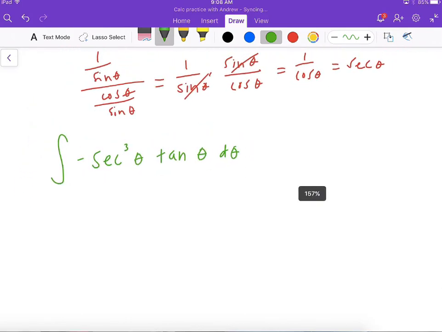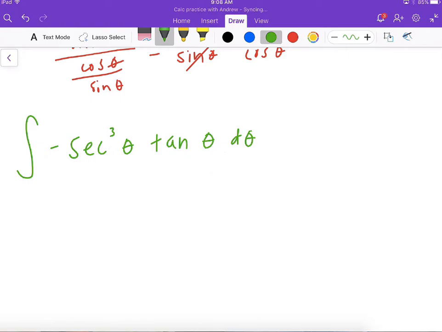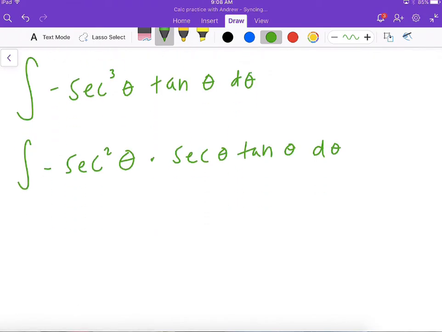So looking at that, we want to separate these out so that we have a function and its derivative hanging out together. So I'm going to rewrite this again as negative secant cubed, I'm just going to do 2 of them, and then bring the other one over here with the tangent. Tangent theta, d theta. Okay, so now that we have this, you can look at this and say, oh, secant and secant tangent, this is a derivative of that. So we can use u substitution here.